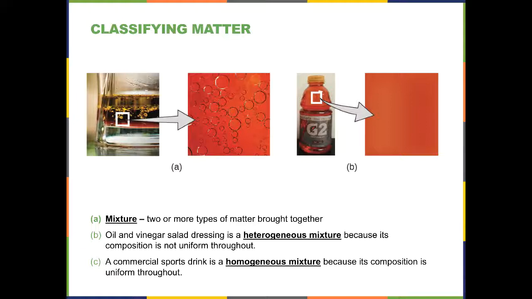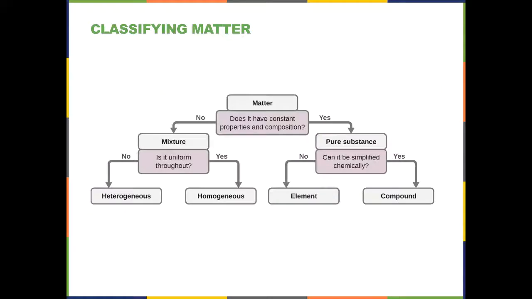On the other hand, on the right, we have what is known as a homogeneous mixture. A homogeneous mixture is a mixture whose composition is unchanged throughout. You can see that in that colored block, there are really no differences. And so this is an example of a homogeneous mixture.